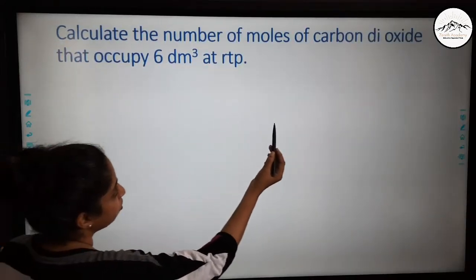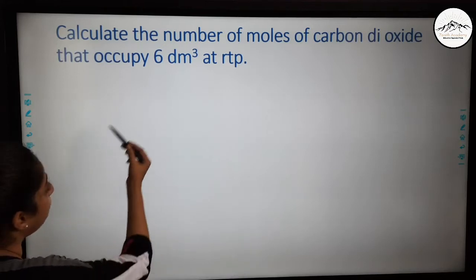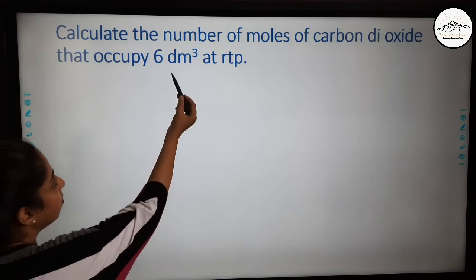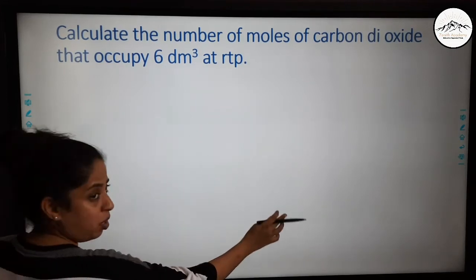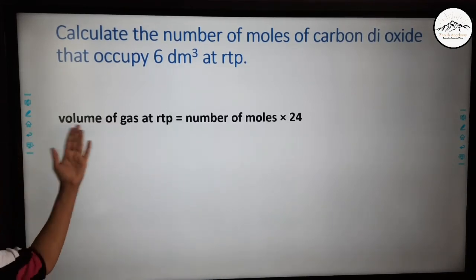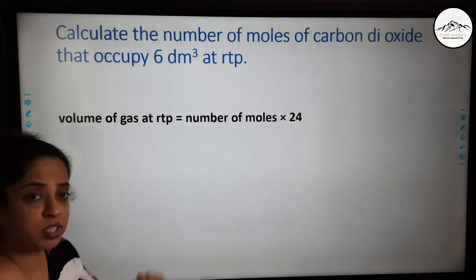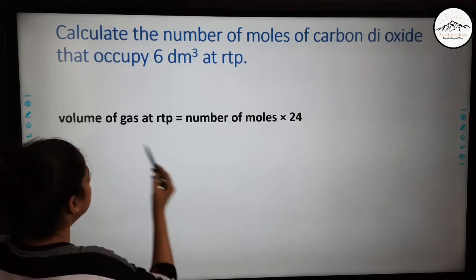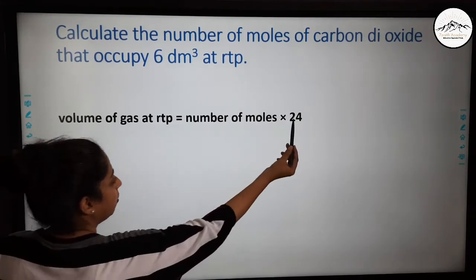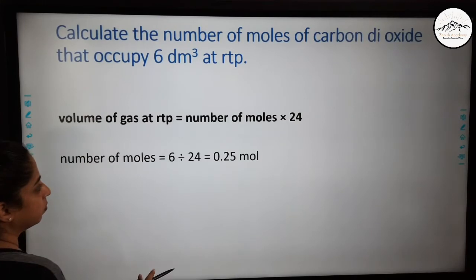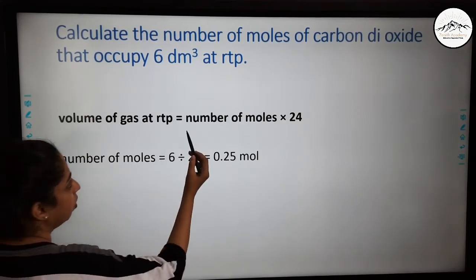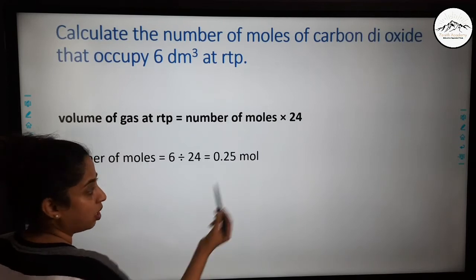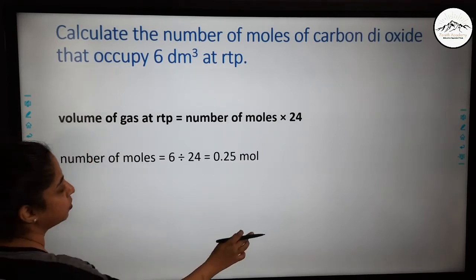Calculate the number of moles of carbon dioxide that occupy 6 decimeter cube at RTP. So now this time they have given the volume and they have told to find the number of moles. So we know volume of gas at RTP is number of moles into 24. So what you will do for finding the number of moles? Volume of gas at RTP divided by 24. So number of moles is volume of gas, which is 6, divided by 24. So the answer comes out to be 0.25 moles.